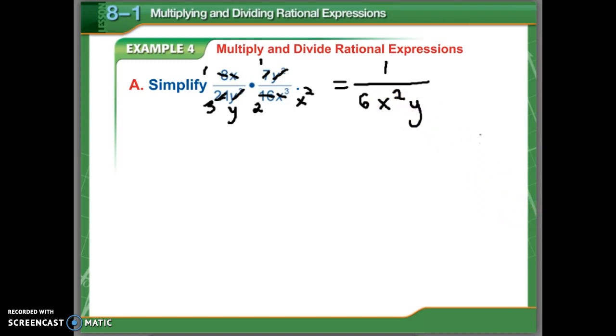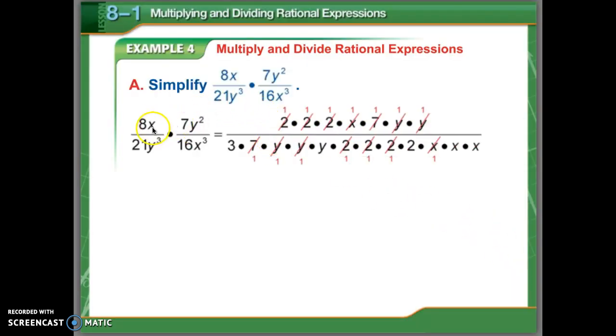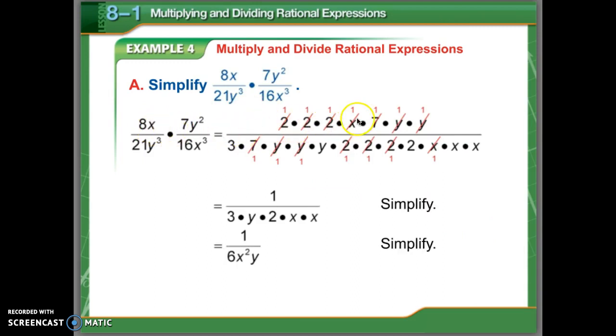Now I'm going to show you what they do here, because they write out every single term. Basically, they took the 8 and they wrote out the factors of 8. 2 times 2 times 2 times the x times the 7. Y times y, that's how you get y squared. They're going to write out every single term, and then they're going to cancel just one by one. And then everything that's left over, that's what they write here, and then they combine that stuff.